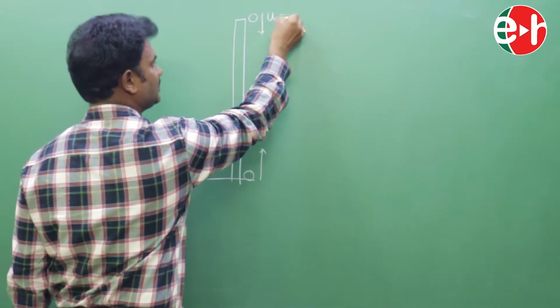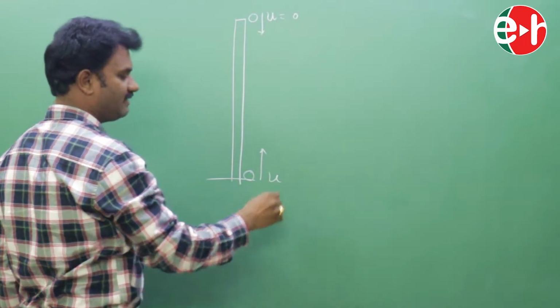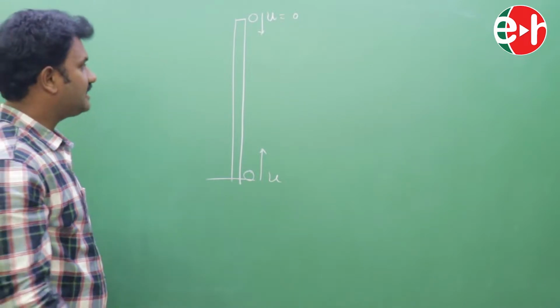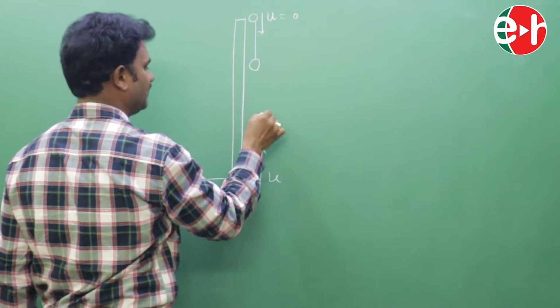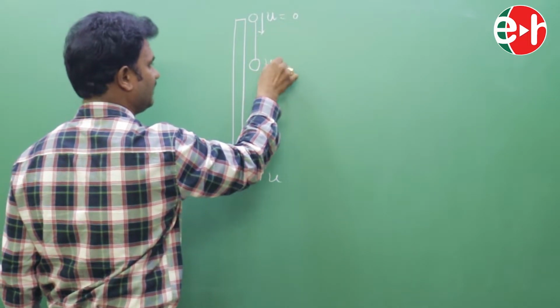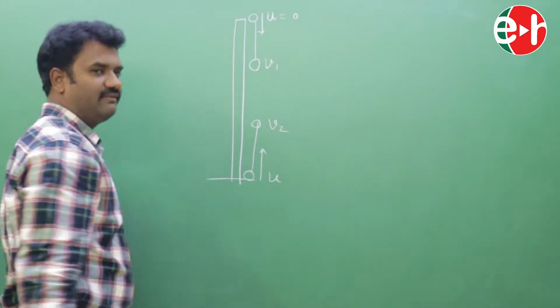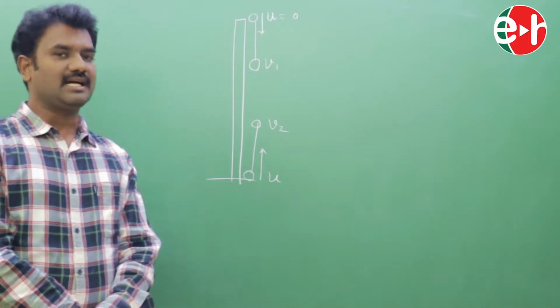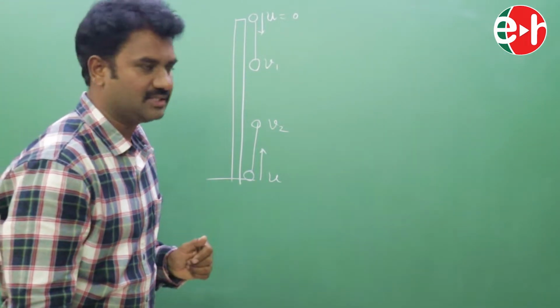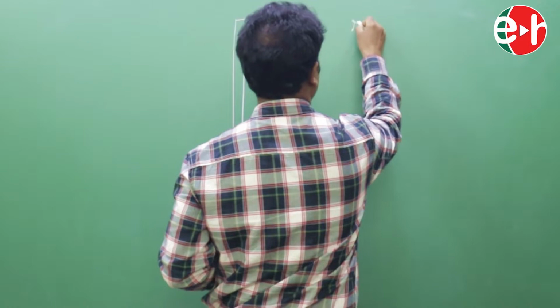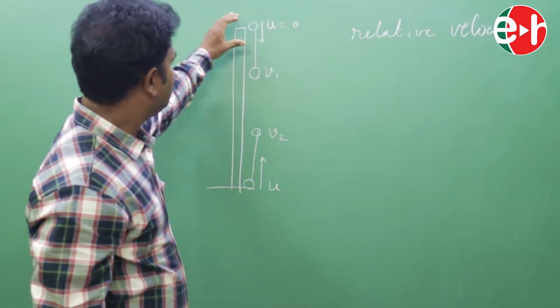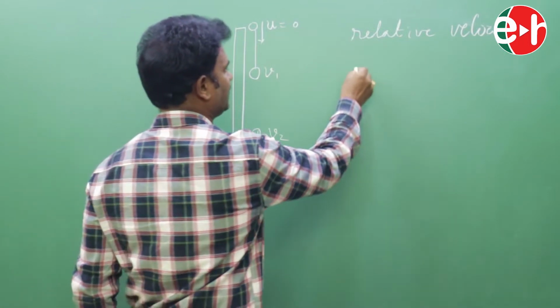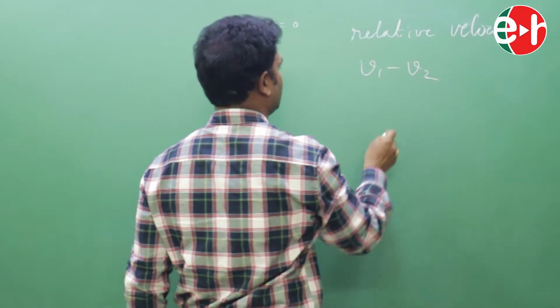So its initial velocity is 0, but it has some initial velocity u. After some time t, the ball is somewhere here and this ball is somewhere here. Its velocity is say v1, its velocity is say v2. He is asking us to find the change in relative velocities. First of all, let us find the relative velocity. Relative velocity means this velocity minus its velocity, v1 minus v2.